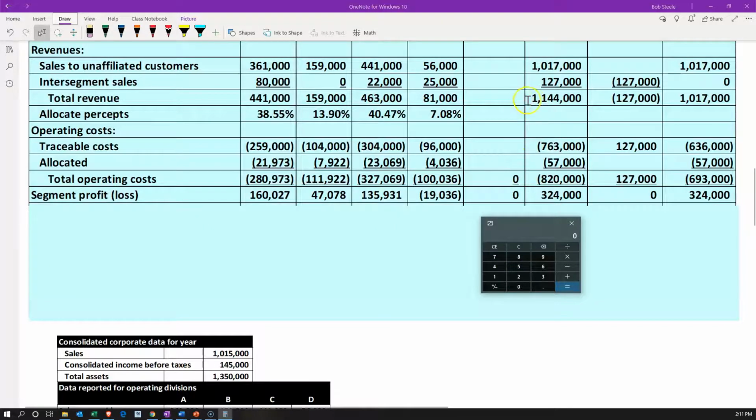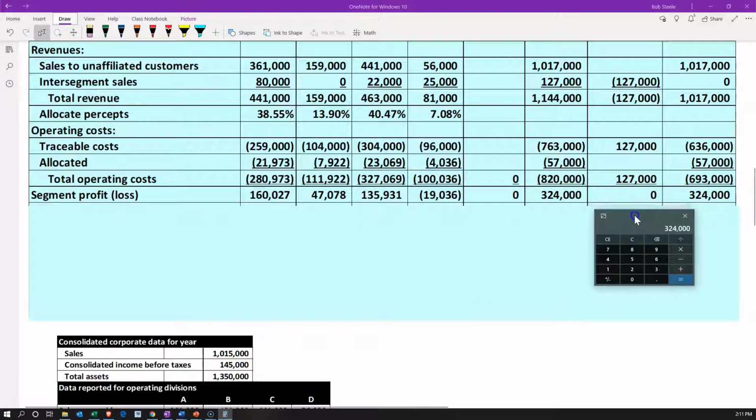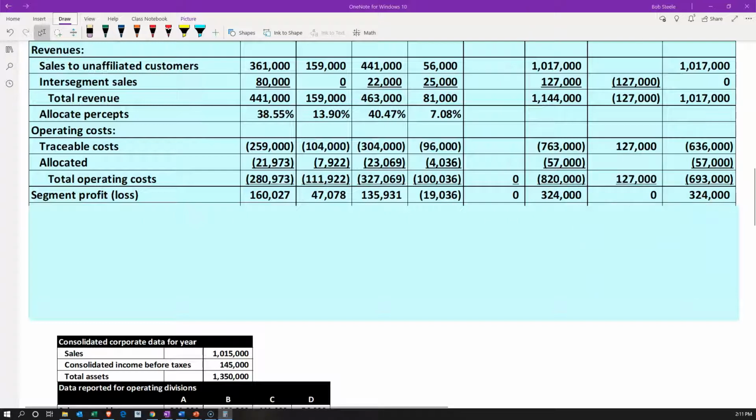We take the total revenue, 1,144,000, minus the 820,000. That gives us the 324,000 as well. And then we have this 27,000 canceling each other out, so this carries across this way. And of course, we can do the same calculation this way as well, which would be the 1,017,000 minus the 693,000. And that's going to give us the 324,000.